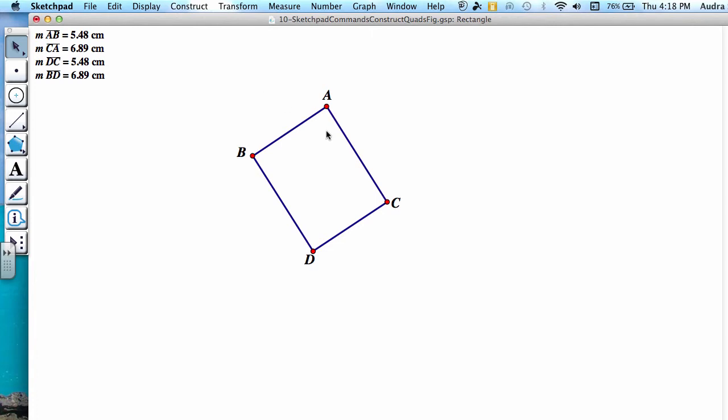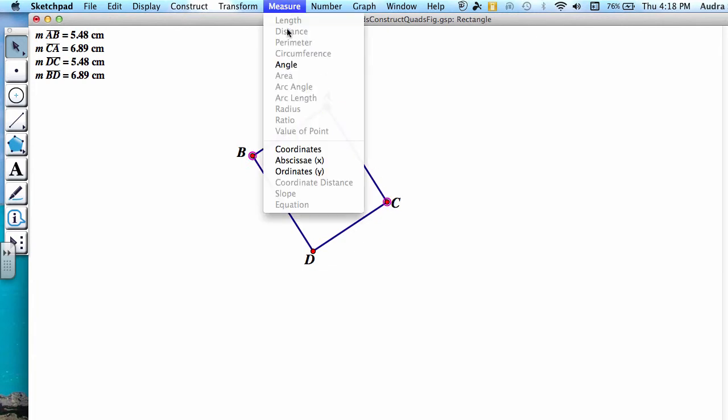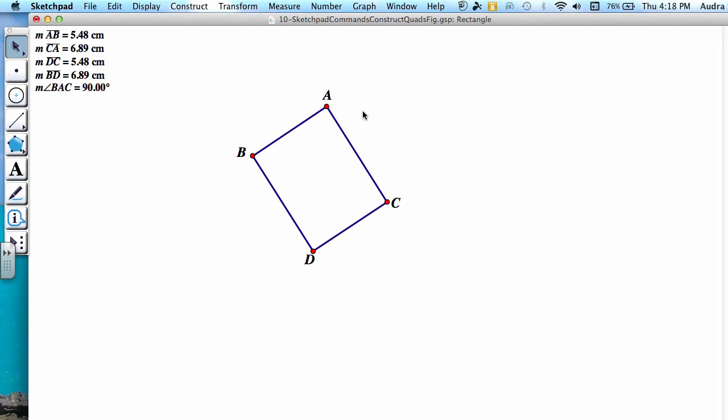In order to measure angles in Geometers Sketchpad, you need to use three letters. So therefore, if I'm measuring angle A, it has to be the middle letter of my 3 points. So I'll do BAC first, then go to Measure Angle, and notice it's 90 degrees, which is a characteristic of a rectangle.